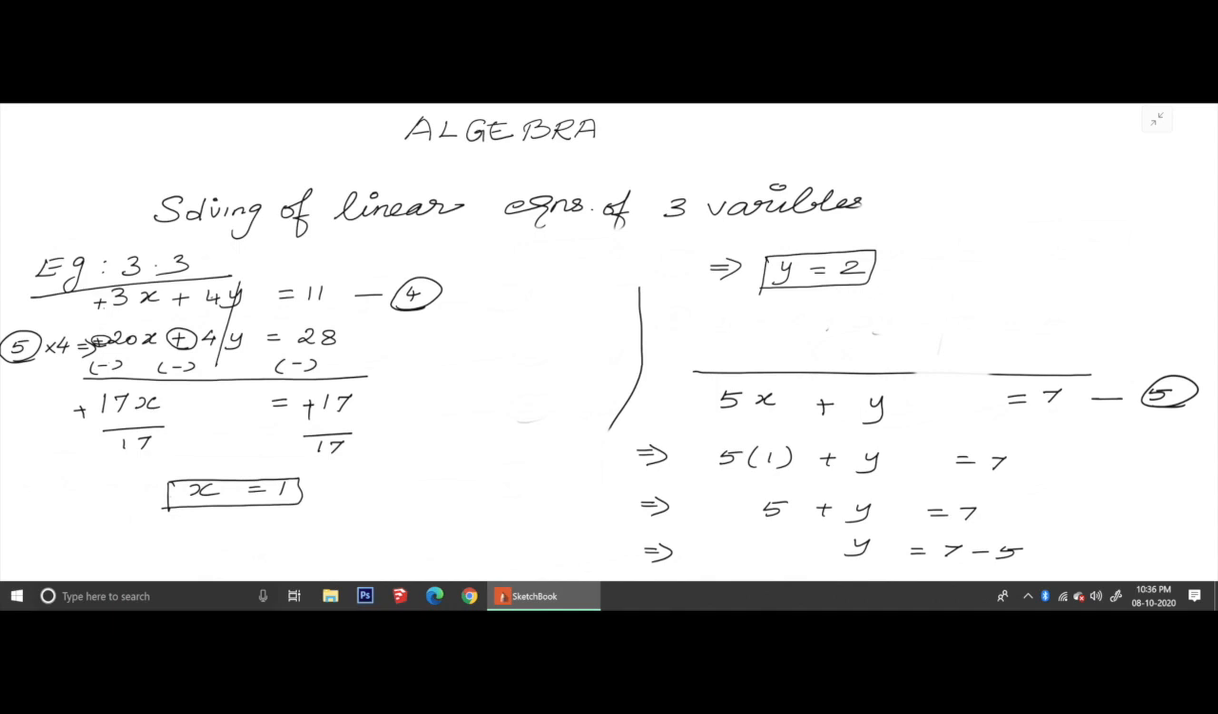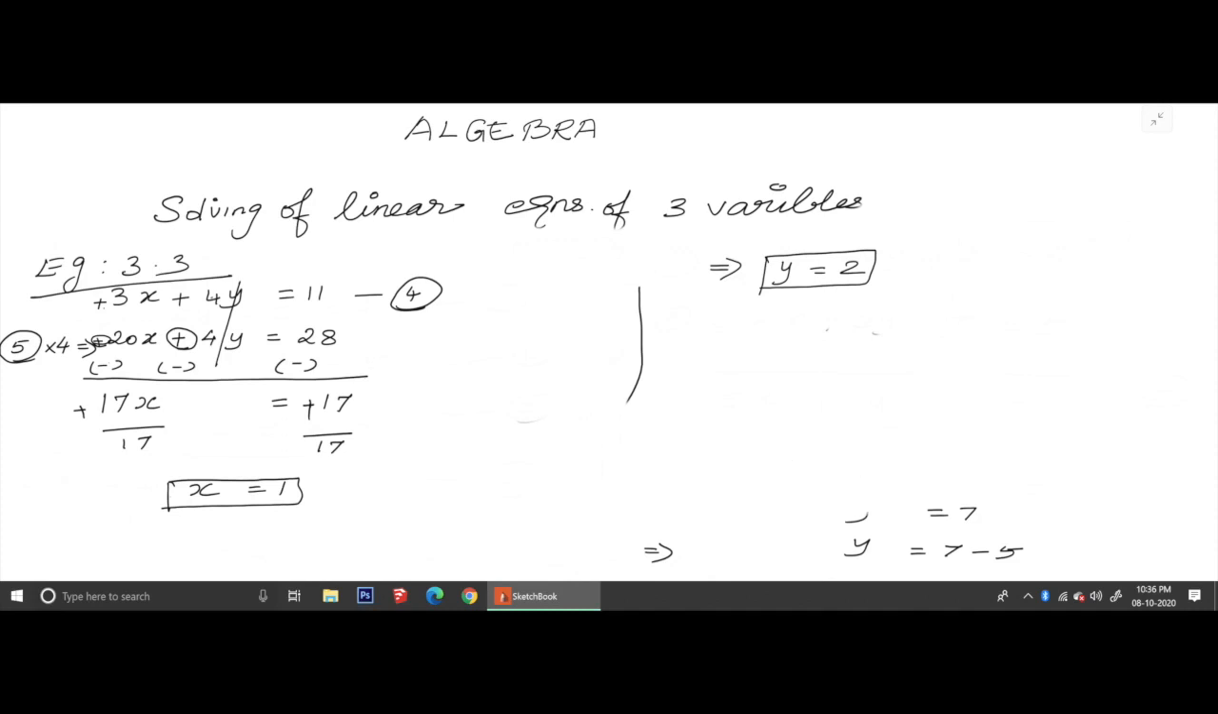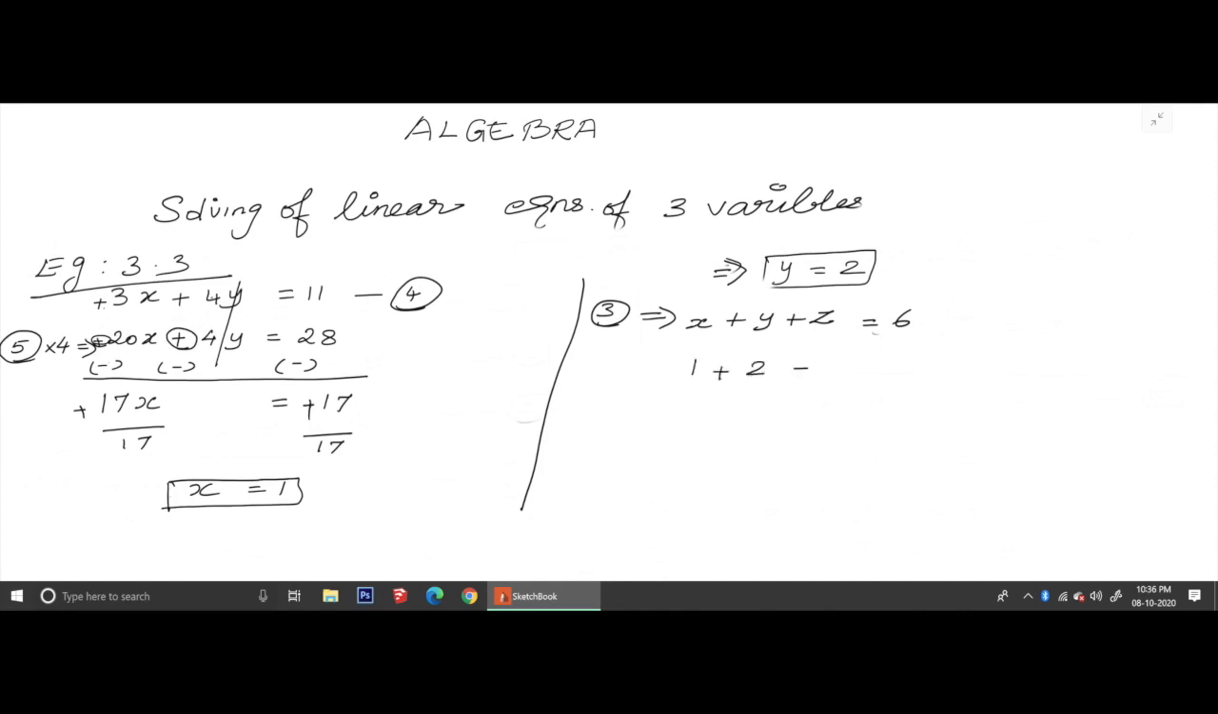And now you have to find what's the value of z, isn't it? Shall we take the third equation, ma? That is the easier one, since the coefficients are all 1. So we'll take the third equation. What is your third equation? It is x plus y plus z is equal to 6. That is, your x is equal to 1 and y is found as 2 and z is equal to 6.